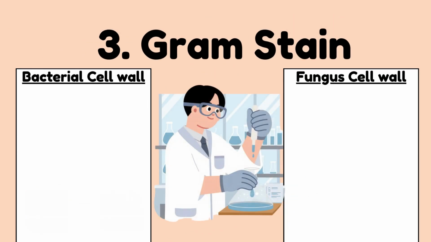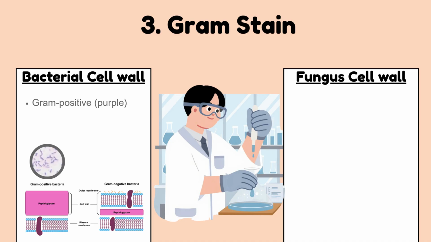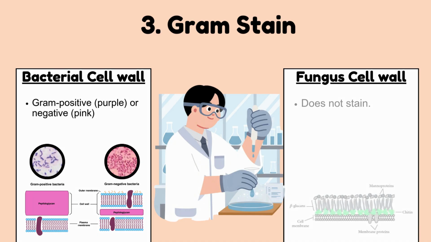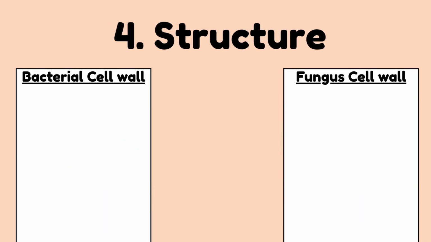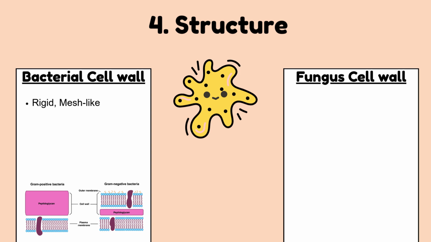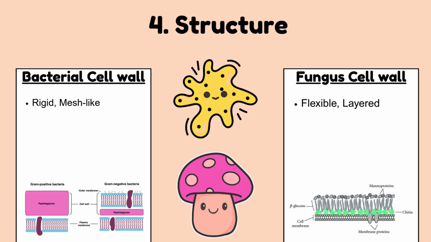Gram stain. Bacterial cell walls are gram-positive, so they stain purple, or gram-negative, so they stain pink. Fungal cell wall does not stain. Structure. Bacterial cell walls are rigid, mesh-like. Fungal cell wall is flexible and layered.